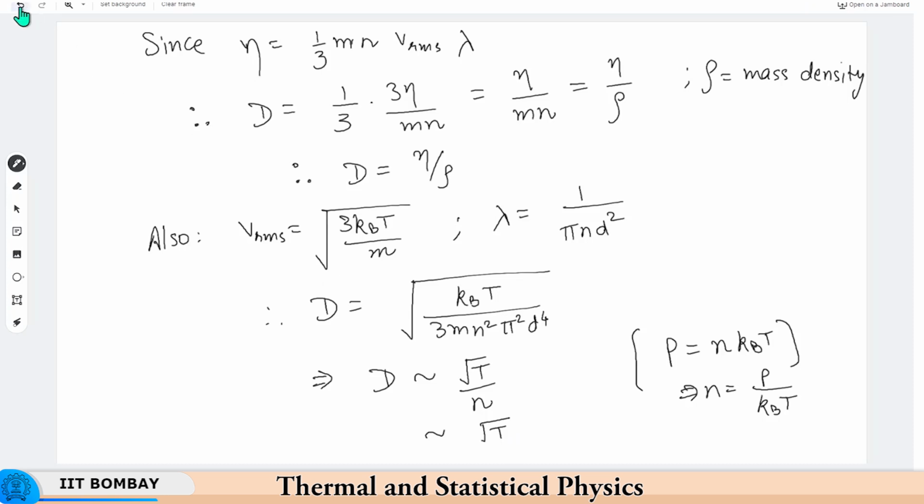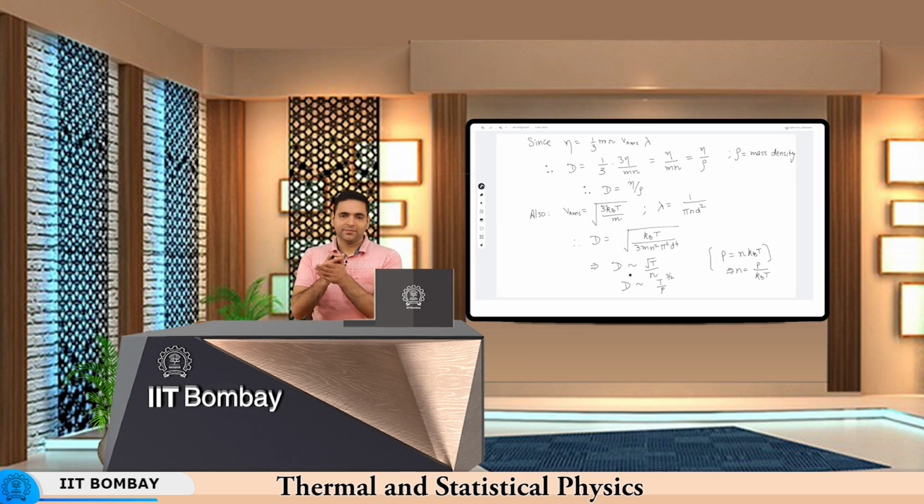So, this is nothing but T raised to the power 3 by 2 divided by P. So, from this calculation we expect the coefficient of diffusion, or diffusion coefficient, to scale with the 1.5 power of temperature, and it should be inversely proportional to the pressure of the gas. Okay.